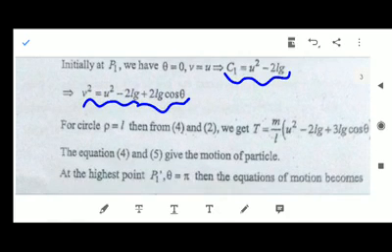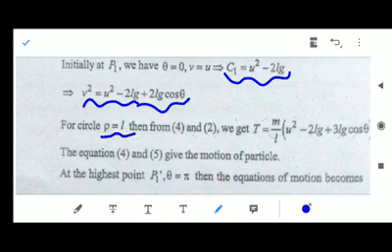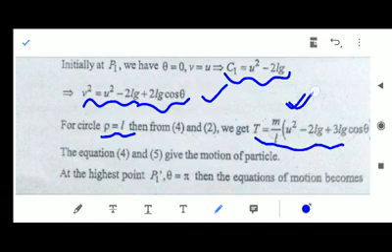Now for the circle, the radius of curvature equals the radius of the circle, so in this case rho equal to L. Now again from equations 4 and 2, using rho equal to L and v square equal to this expression, we get T given by this. You have to learn this relation for the motion of a particle on a circle. Equations 4 and 5 give the motion of the particle.